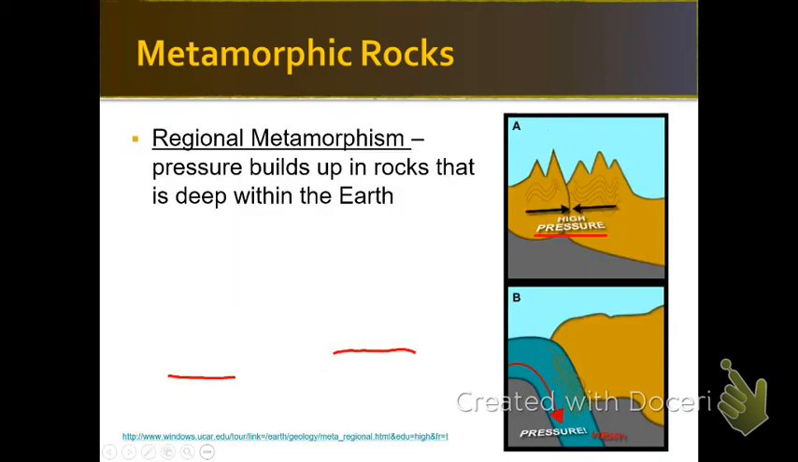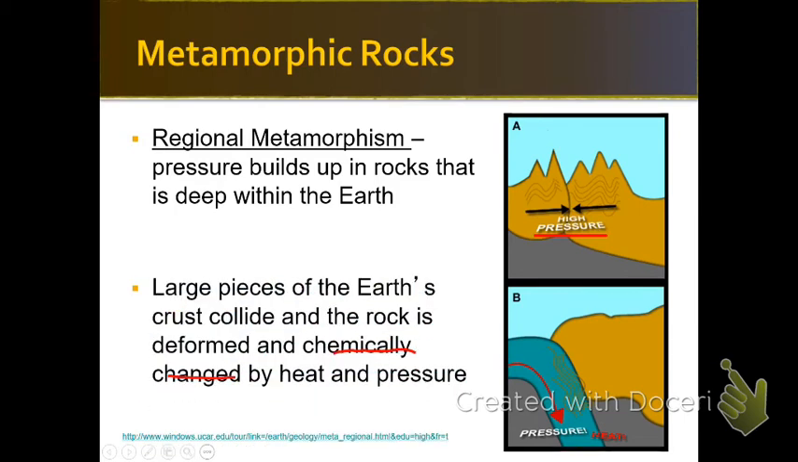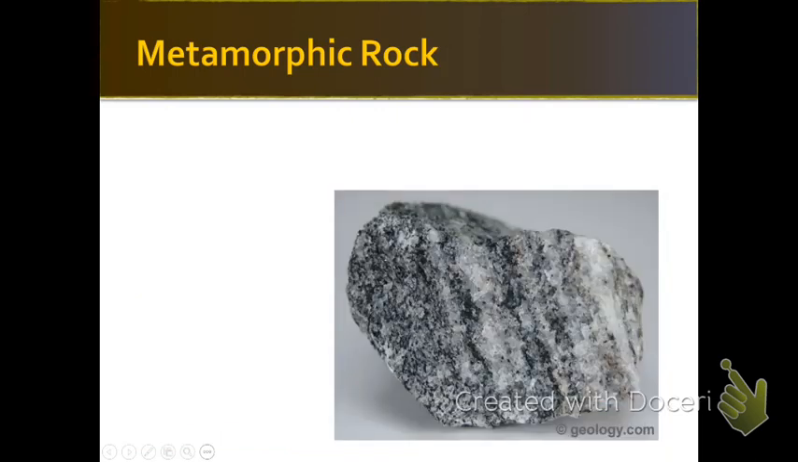The other type is regional metamorphism, which is basically metamorphism that is caused by two tectonic plates pushing against each other. So large pieces of Earth's crust collide and the rock gets deformed and chemically changed by the heat and the pressure. So here you see two continental plates coming together, and here you see continental and oceanic plate coming together, and right where those wavy lines are is where you're producing metamorphic rock.